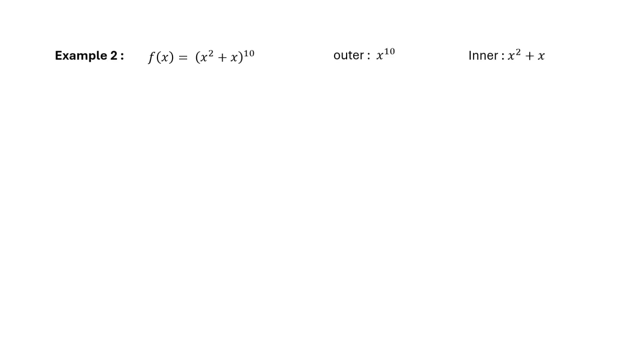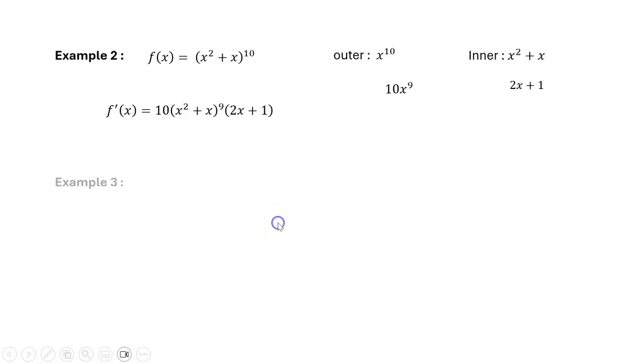Okay, so we've identified our inner and outer functions. Their derivatives are pretty easy in this case: 10x to the 9th for the outer and 2x plus 1 for the inner. So to find the derivative of our function f, we should take the derivative of the outer, but plug in the inner, and don't forget to multiply by the derivative of the inner.